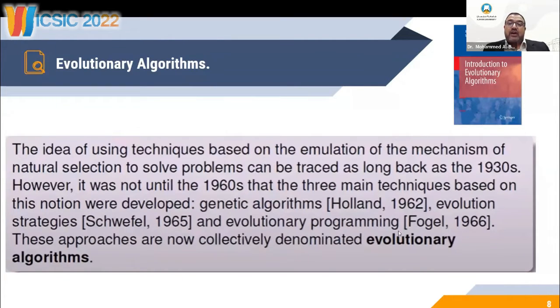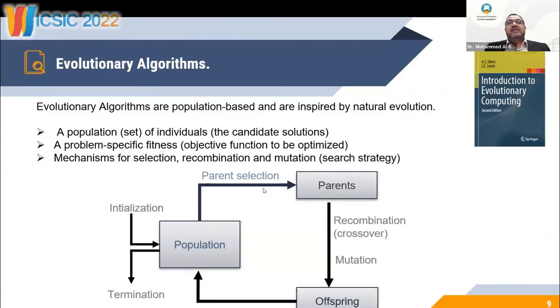And the founder of genetic algorithm is Holland, while the founder of evolution strategy is Schwefel, while Vogel is the founder of evolutionary programming. And all of these are based on the evolutionary principle of the survival of the fittest. Okay, the main structure or schemata for any evolutionary algorithm can be described in this format.